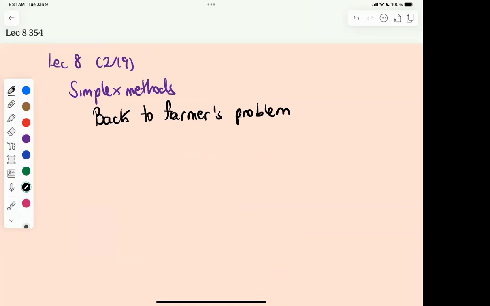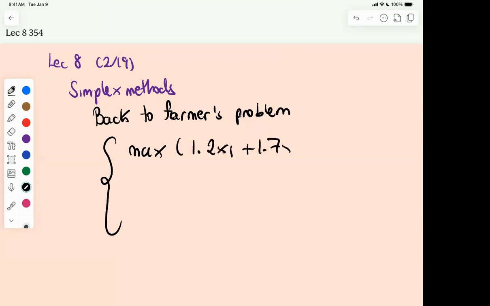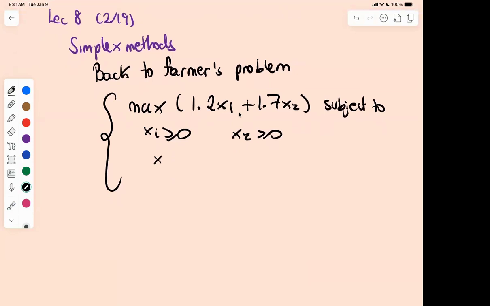So in that case, again, we were trying to find the max. I'll write it in the usual notation we had. We are trying to find the max of 1.2 x1 plus 1.7 x2 subject to x1 greater or equal to 0, x2 greater or equal to 0. And then the constraints, if you divide all of them by 1,000, are that x1 is less or equal to 3, that x2 is less or equal to 4, and that x1 plus x2 is less or equal to 5. Okay?